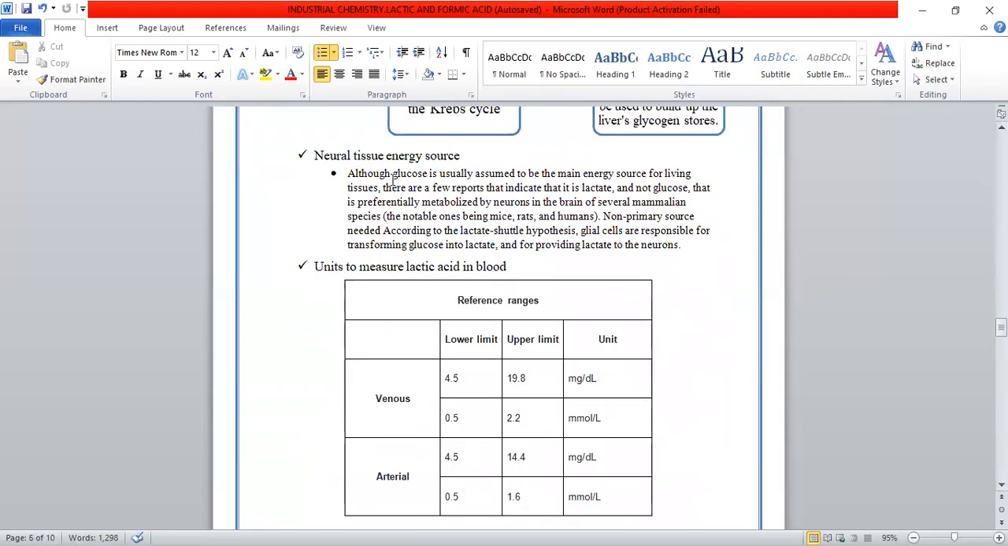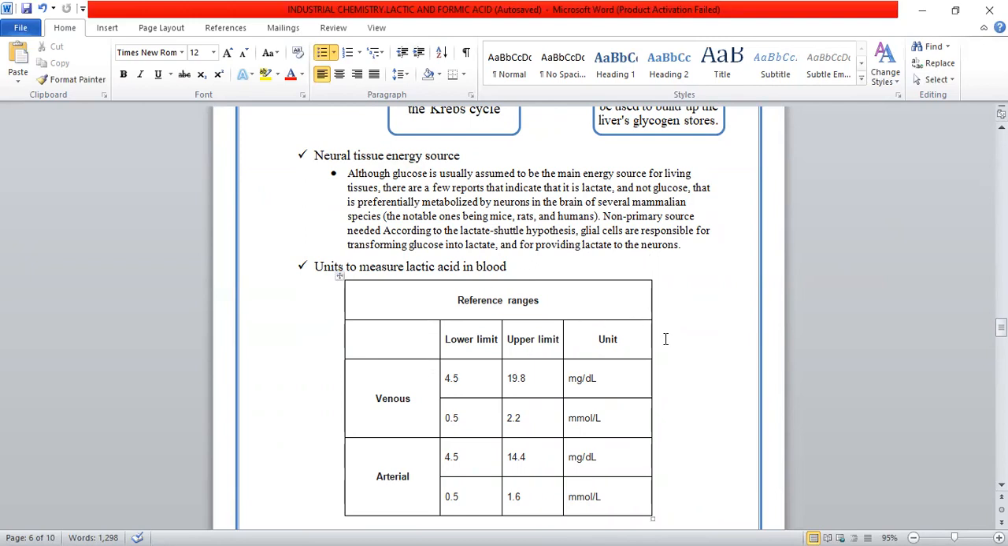Then we see the biological importance of lactic acid as a neural tissue energy source. Although glucose is usually assumed to be the main energy source for living tissues, there are a few reports that indicate that it is lactate and not glucose that is preferentially metabolized by neurons in the brain of several mammalian species. According to the lactate shuttle hypothesis, lactic acid is the needed source. Glial cells are responsible for transforming glucose into lactate and for providing lactate to the neurons. So it is important as a neural tissue energy source.